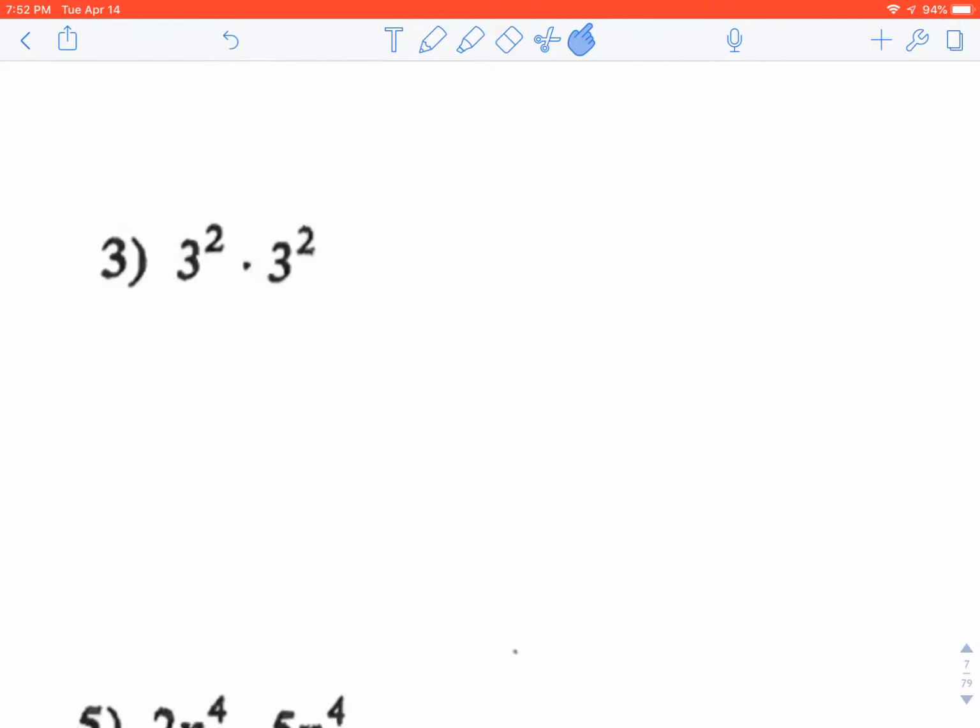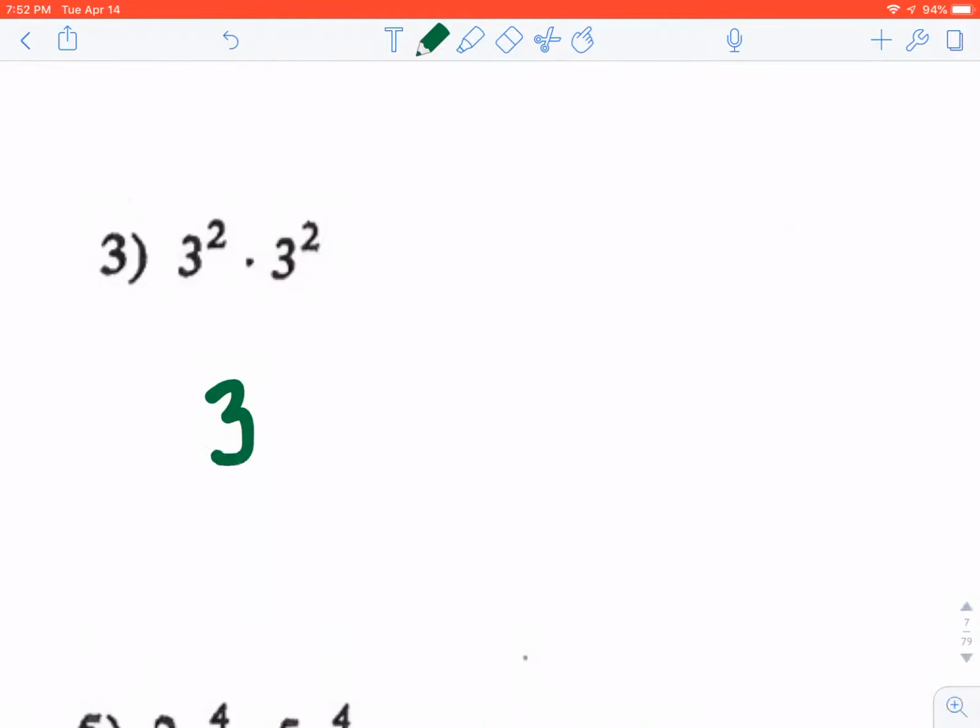Okay, number 3. 3 to the 2nd times 3 to the 2nd. You are rewriting your base of 3. You are adding your exponents. 2 plus 2 is 4.